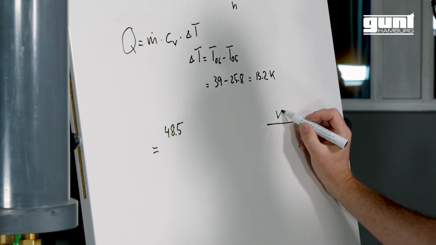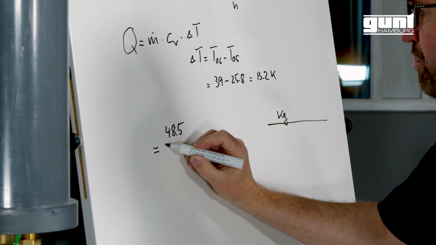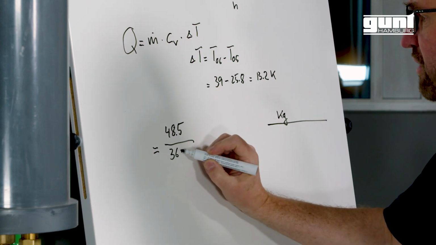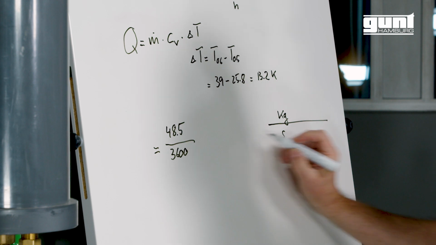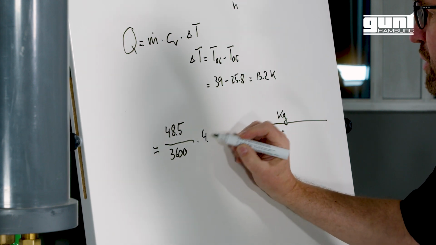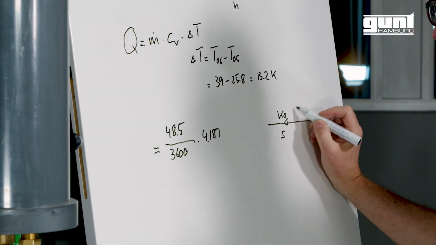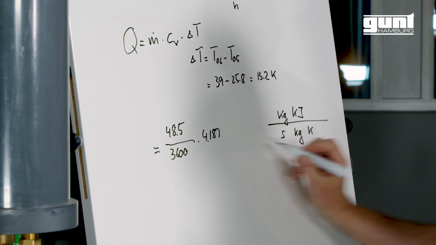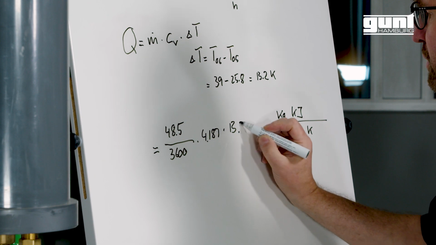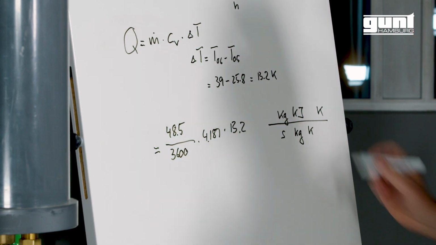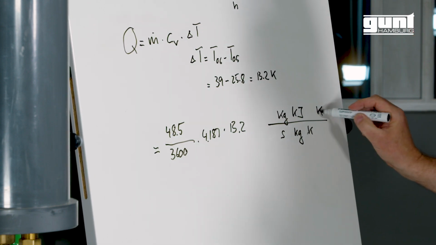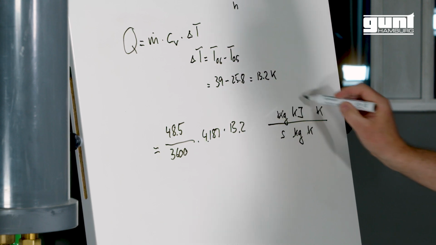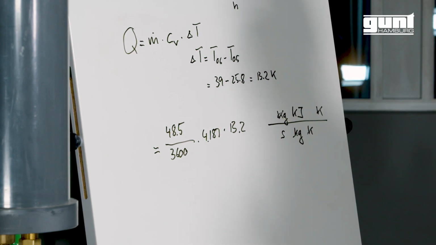48.5 liters, which is kilogram, per 3,600 seconds. Multiplied by 4.187 kilojoule per kilogram Kelvin times 13.2 Kelvin. Let's just see whether that cancels out. Kelvin, Kelvin, kilogram, kilogram, that's kilojoule per second or kilowatt.